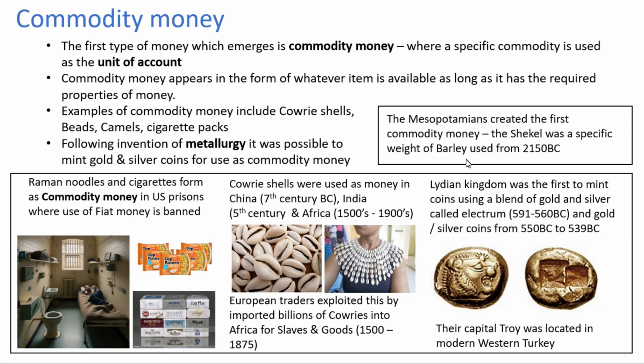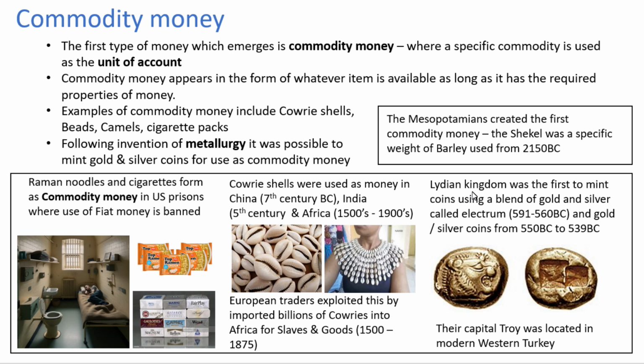The first commodity money we know about was invented by the Mesopotamians, and they used the unit of account of the shekel, which was a specific weight of barley, which was used as the first known commodity money back in the year 2150 BC. And eventually most societies end up using gold or silver as the commodity money.